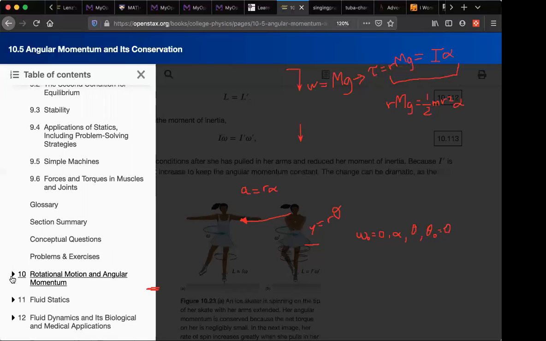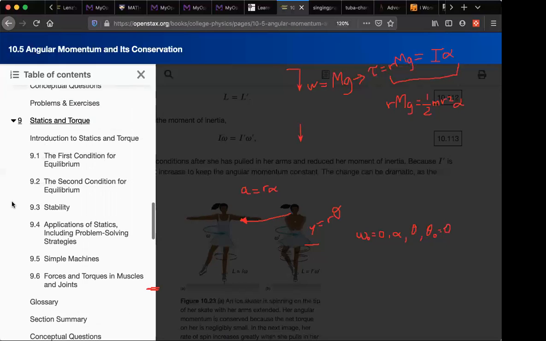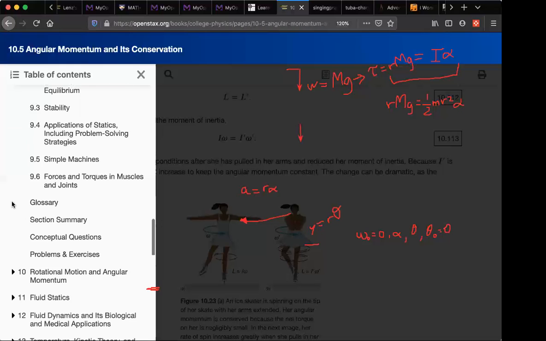And in this section we even talked about... I guess we didn't actually, never mind.